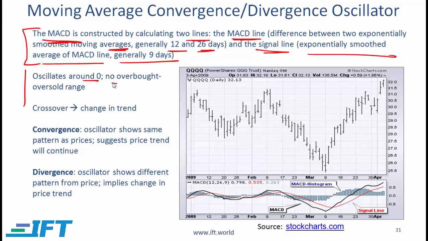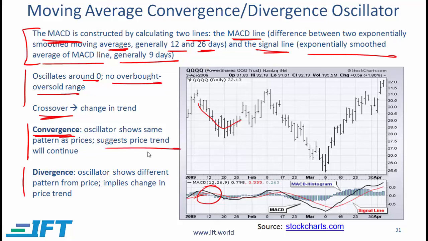There is no overbought or oversold range here. But since we have two lines, there is the concept of crossover. So when you have these two lines and they cross over, then that suggests a change in trend. So you have a crossover here and we have a downtrend then moving towards an uptrend. We need to know the concept of convergence and divergence. Convergence is when the oscillator shows the same pattern as prices.